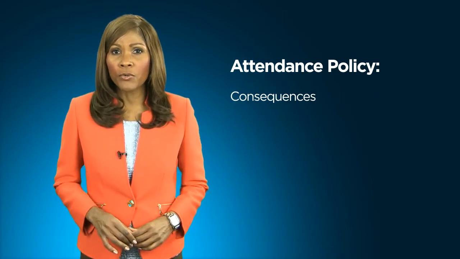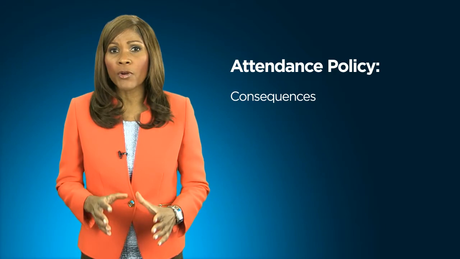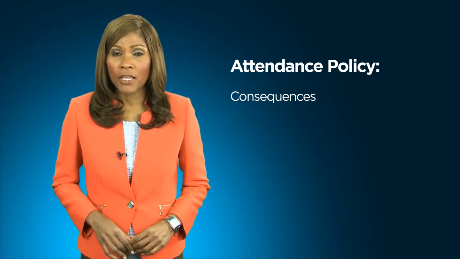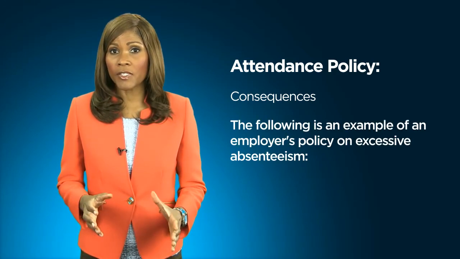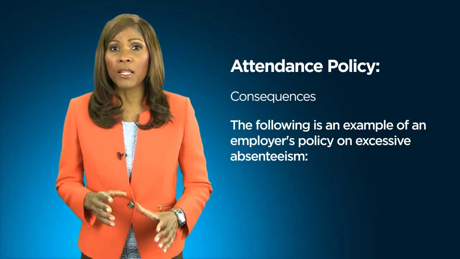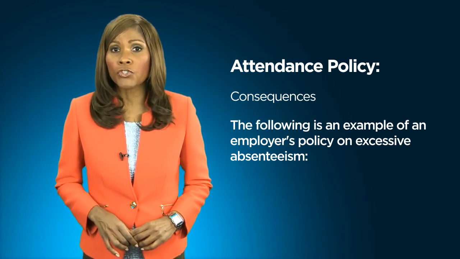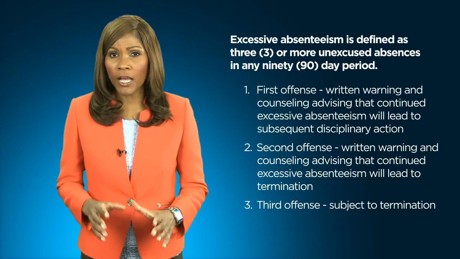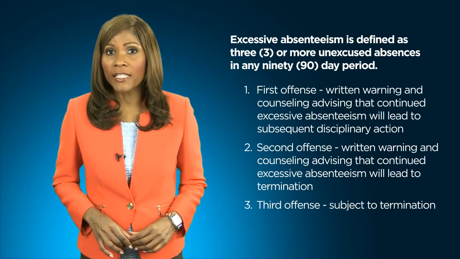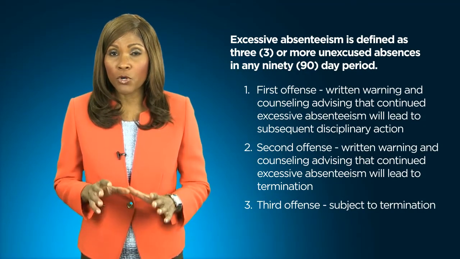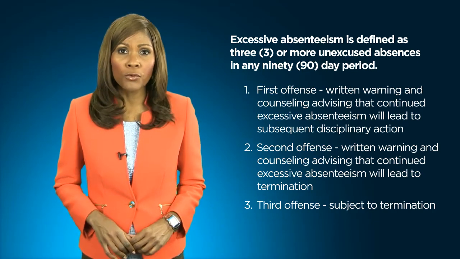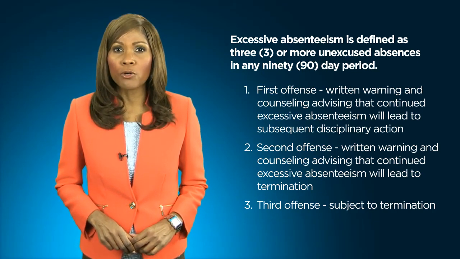You should also include an outline of consequences for excessive absenteeism in your policy. This example, in which the employer applies the designation of unexcused absences, outlines a threshold, 3 in 90 days, and a list of progressive consequences, including warnings, counseling, and termination.